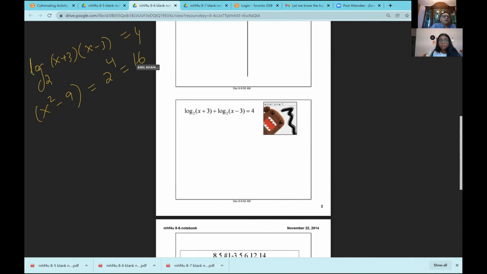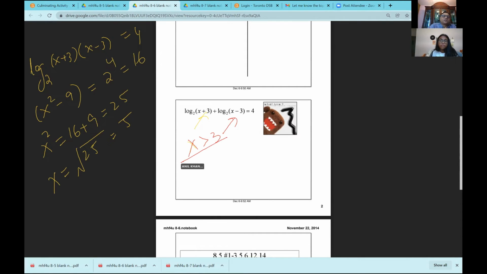So we have an equation now, which is x squared equals 16 plus 9, which is 25. So x is equal to the square root of 25, which is 5. And here, let me write down the condition, right? x is greater than minus 3, and this one is x is greater than 3, right? Do you see this?